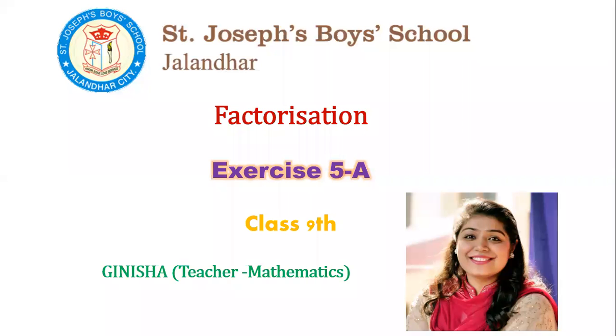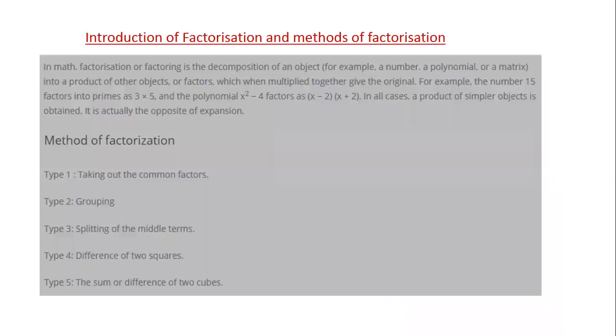Hello students. Today we are going to start a new chapter, Factorization, chapter 5 of our book. Before starting, let us know what factorization is. In mathematics, factorization or factoring is the decomposition of an object, be it a number, a polynomial or a matrix, into a product of other objects or factors, which when multiplied together give the original number.